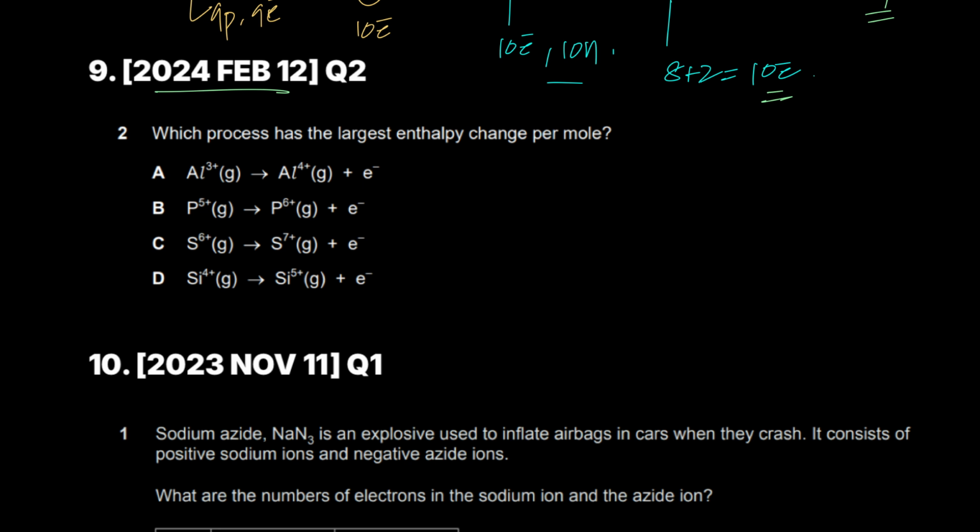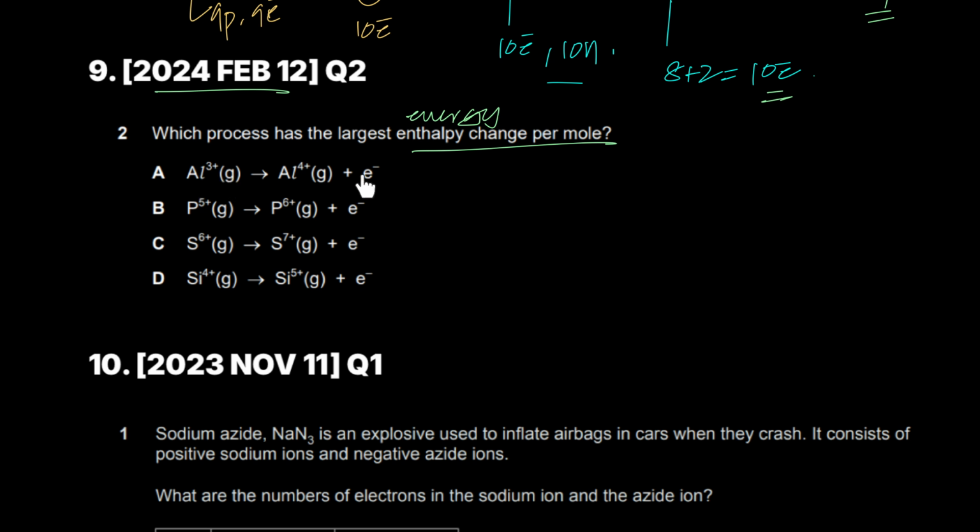Now, which process has the greatest enthalpy change per mole? We've not studied what enthalpy change is, but remembering from O levels and IGCSE, you could just think about it. Which of these would have the highest energy requirement? You could simplify it for this: largest enthalpy change, largest energy change. The largest energy change would be for the one which requires the highest amount of energy to remove the electron, right? We all need to remove electrons.